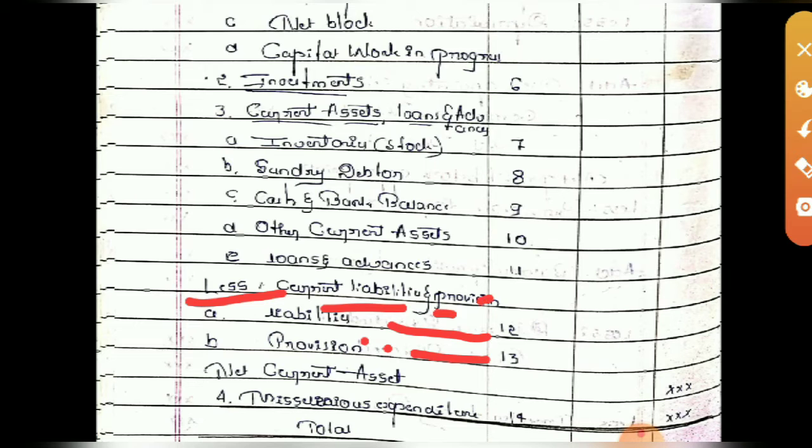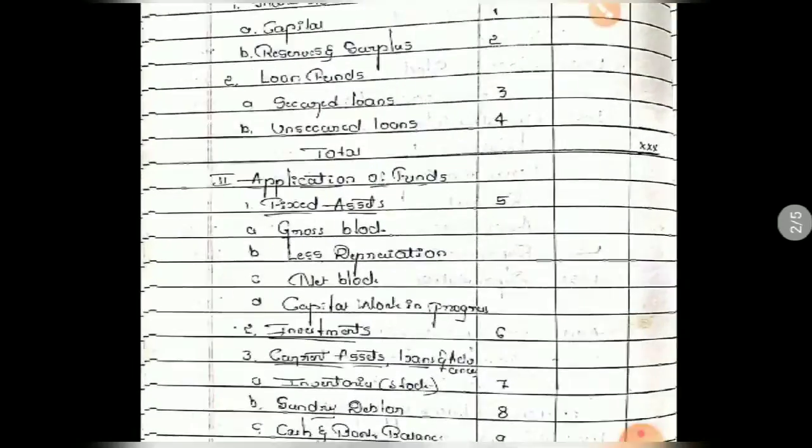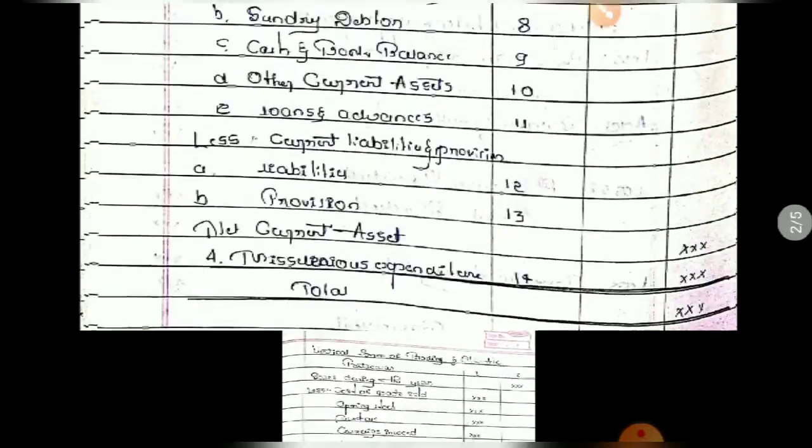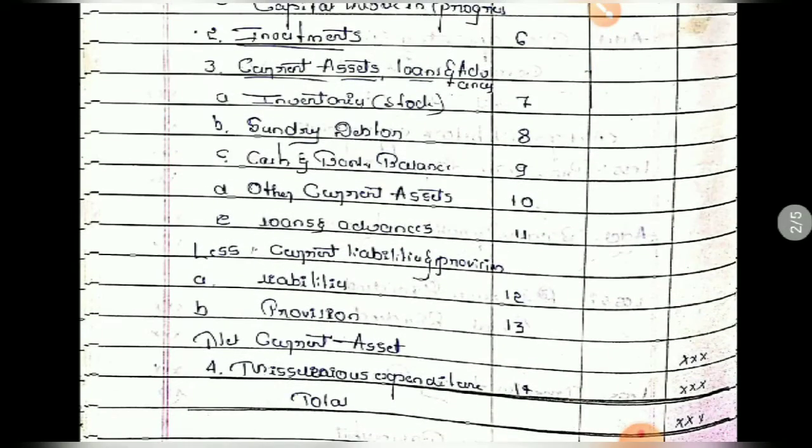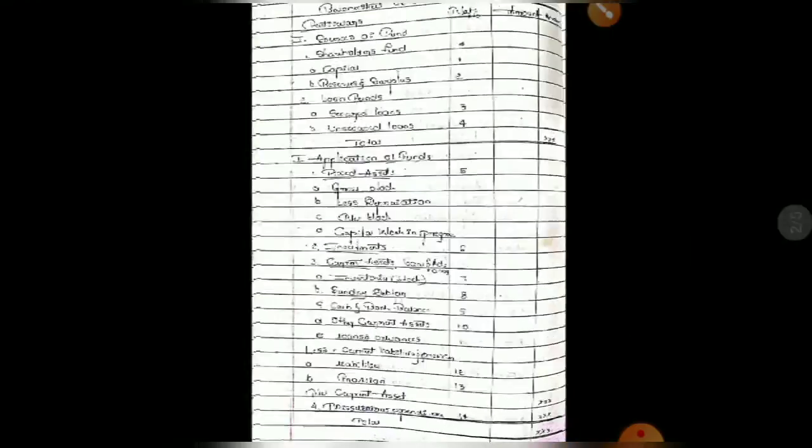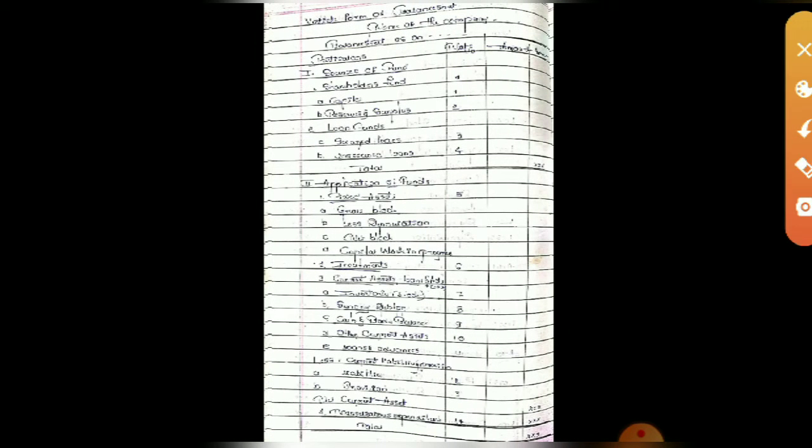After considering all these things, you make the total, and the total is to be taken in the outer column. Here in the outer column you have to take the notes, and this liability side total and asset side total should match. This way, in one format, you write your vertical balance sheet.